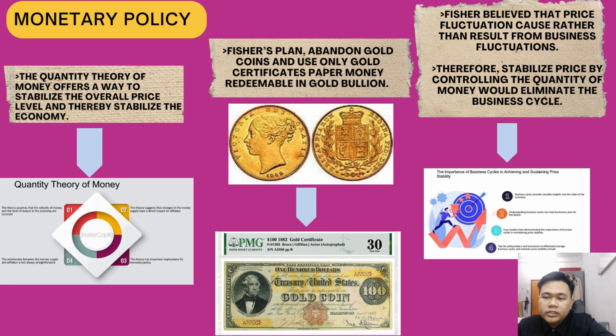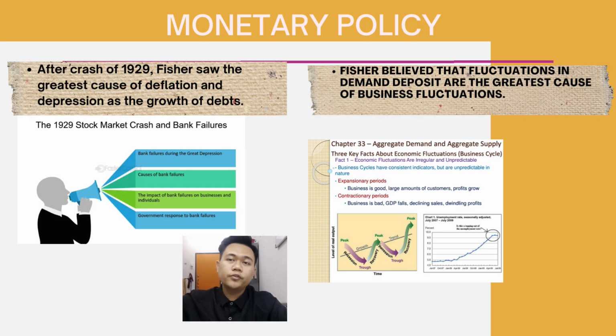After that, Fisher believed that price fluctuations cause rather than result from business fluctuations. Therefore, stabilizing price by controlling the quantity of money will eliminate the business cycle. We move to the next point.